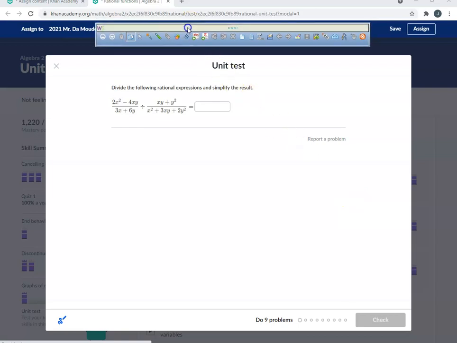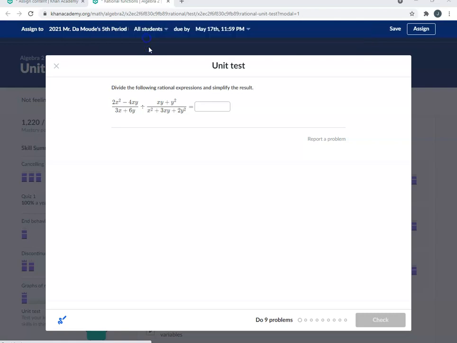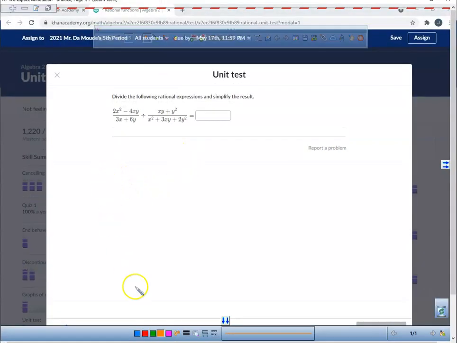All right, so what we're going to be doing today is we're going to go through 9 questions. That's right, folks, 9 questions on this rational equations and functions unit test. And so what we're going to do is carefully write this equation down. So I'm going to do it in blue because I like blue.